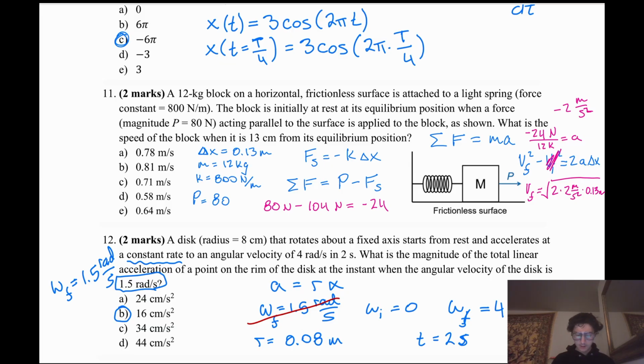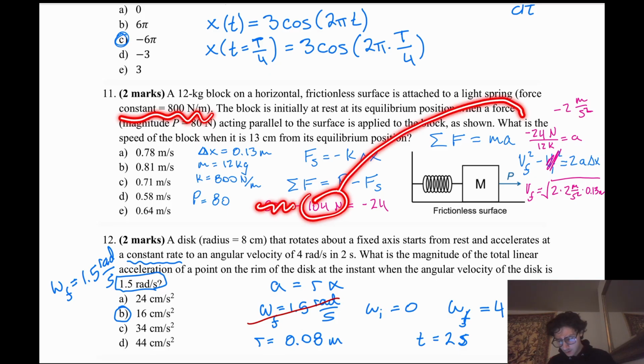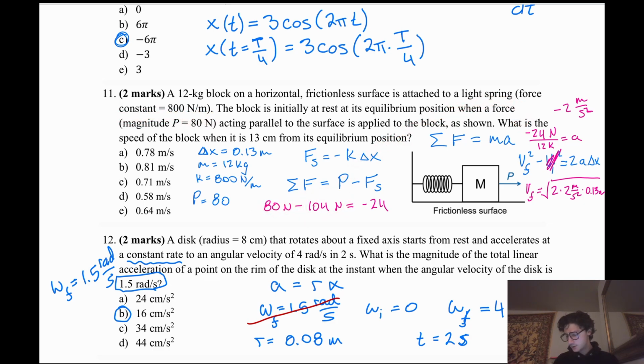So what I'm going to do is just eliminate this 80. This 140 is now going to enter into this. So 140 divided by 12 is going to give me a new acceleration, 8.66 is the acceleration. So now I'm going to do square root of 2 times 8.66 times 0.13, and I get 1.59. That's still not an answer.